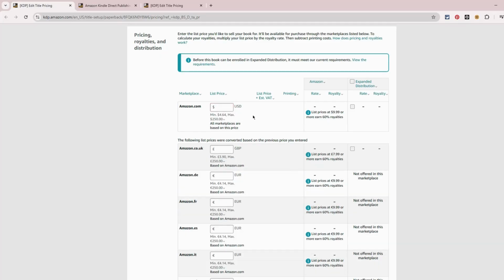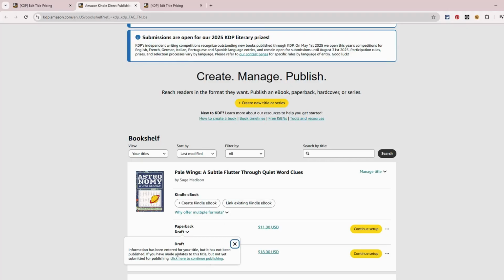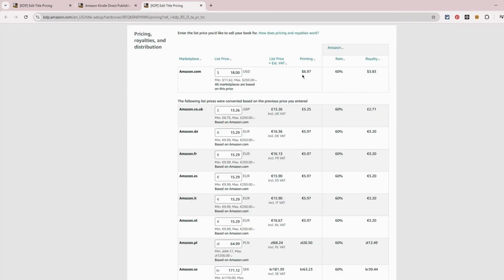Third, if you sell both paperback and hardcover, update the pricing separately. Hardcovers have higher printing costs, so their minimum price is usually higher than paperbacks. Don't accidentally set them the same and lose money on hardcovers.